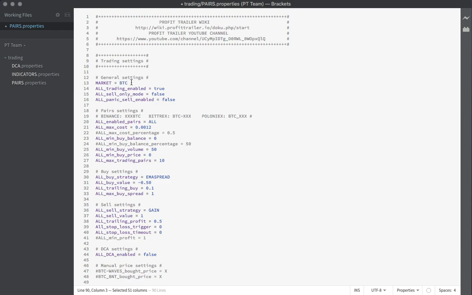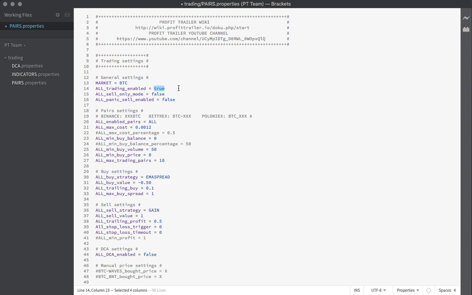Starting off here in general settings, we have market. This is defining what your base currency you're going to be trading in. So you have the option of BTC, Ether, USDT. It would just change to USDT, or on Poloniex you have the option for Monero, and on Binance you have the option for Binance Coin. I trade in Bitcoin markets mostly, so I'll leave this BTC.